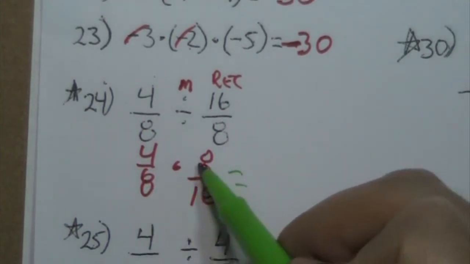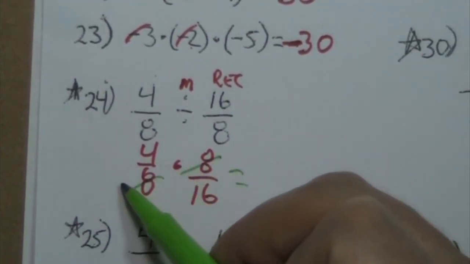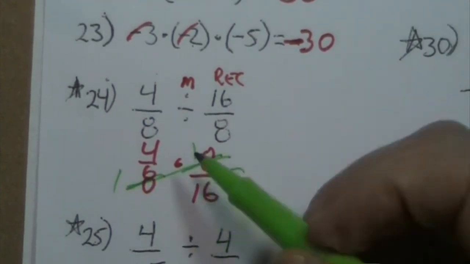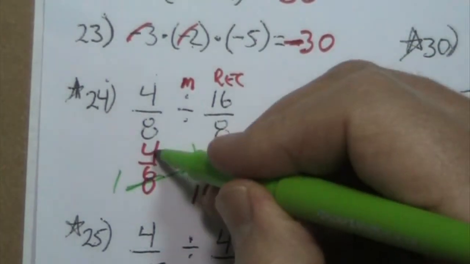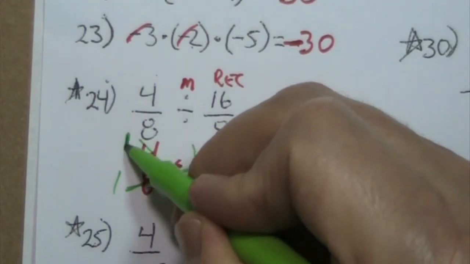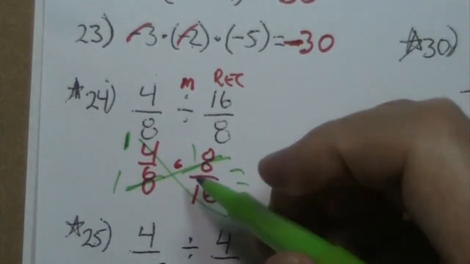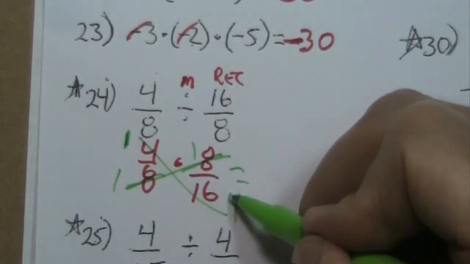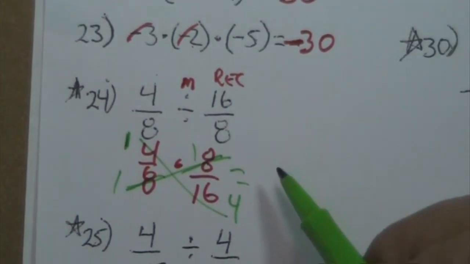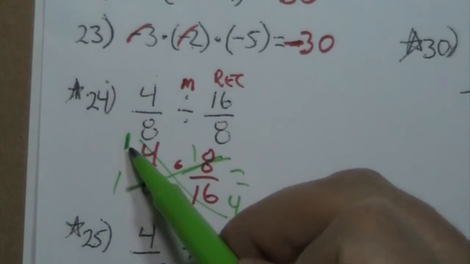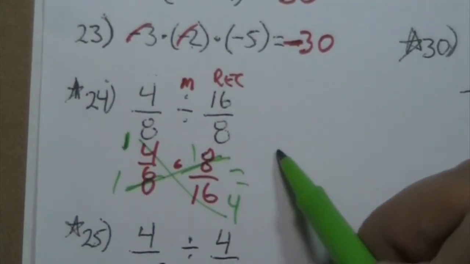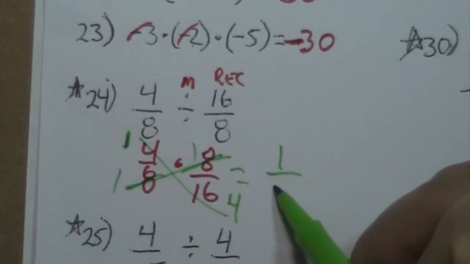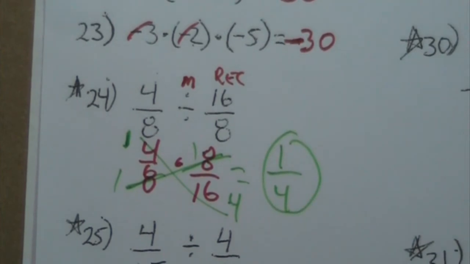8 goes into 8, right? That's a 1 and 1. And 4 goes into 16. 4 goes in here once. 4 goes into 16 4 times. Now I'm done. I cannot reduce anymore, so I'm going to go straight across. 1 times 1 is 1. 1 times 4 is 4. All right?